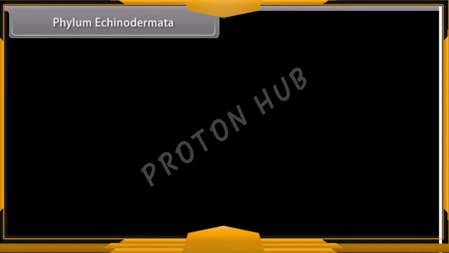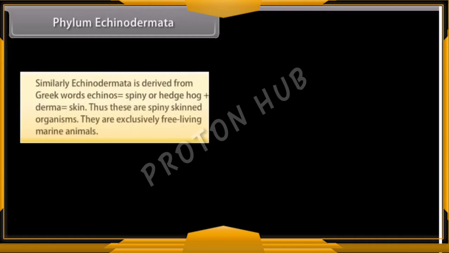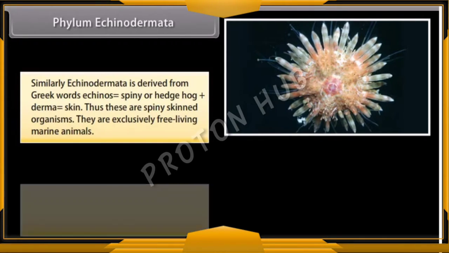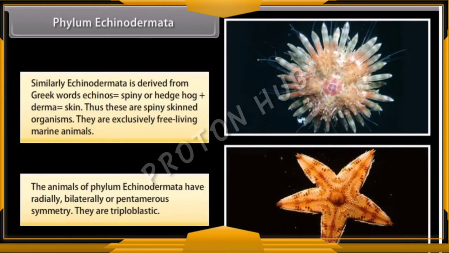Phylum Echinodermata. Similarly, Echinodermata is derived from Greek words echinos, which is spiny or hedgehog, plus derma, which is skin. Thus, these are spiny-skinned organisms. They are exclusively free-living marine animals. The animals of phylum Echinodermata have radial, bilateral, or pentamerous symmetry. They are triploblastic.